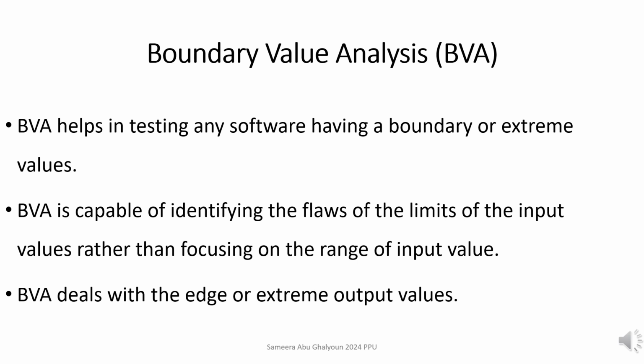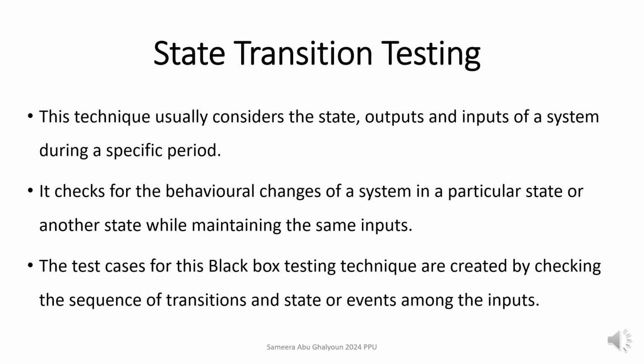Second, boundary value analysis, BVA. One, boundary value analysis helps in testing any software having a boundary or extreme values. Two, it is capable of identifying the flaws of the limits of the input values rather than focusing on the range of input values. Three, BVA deals with the edge or extreme output values. Techniques of black box testing.